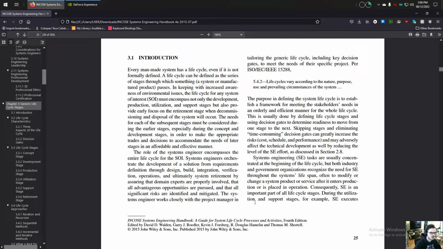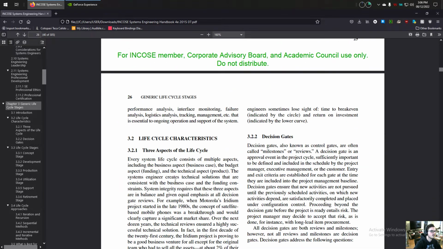During the utilization and support stages, for example, systems engineering executes performance analysis, interface monitoring, failure analysis, logistics analysis, tracking, management, etc. that is essential to the ongoing operation and support of the system.